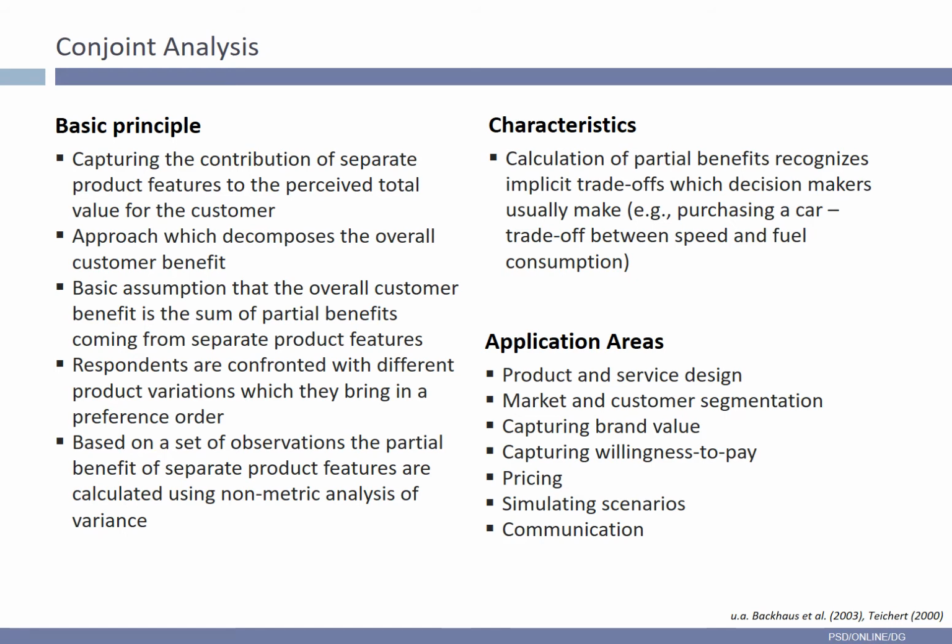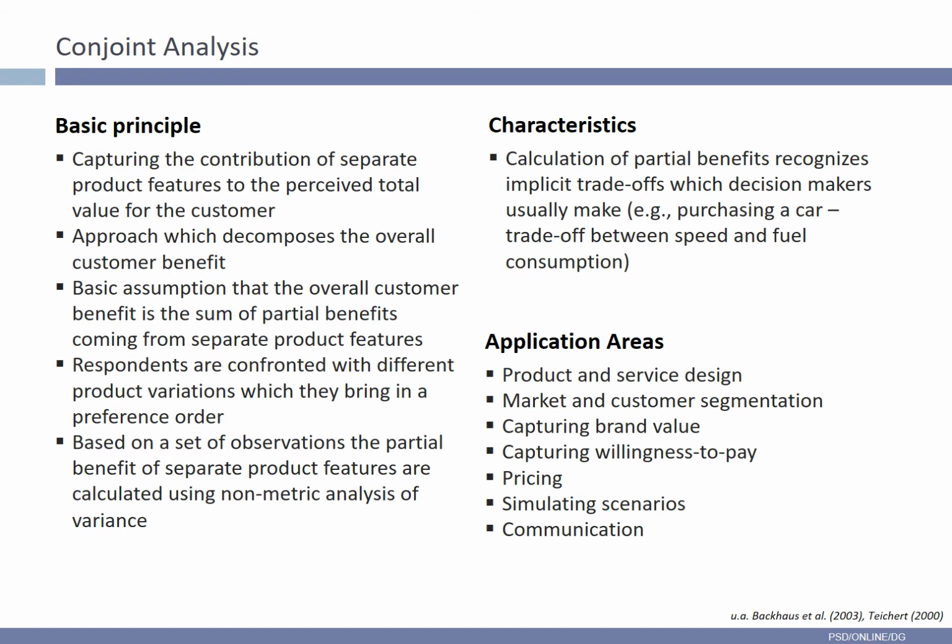So the conjoint analysis is basically a statistical method, and in particular it uses non-metric analysis of variance to decompose the value of certain features and give a particular importance score for each of these features. So it helps us to design the perfect product. It captures the contribution of separate features to the overall value that the customer perceives from the product.